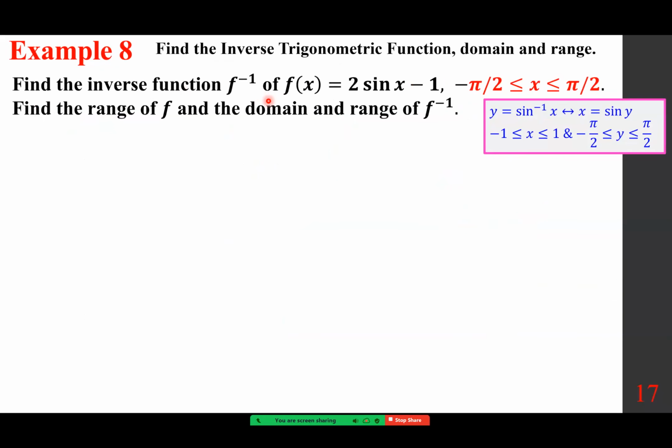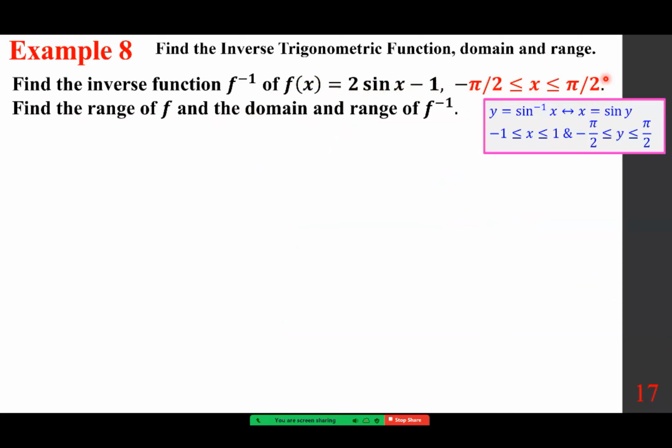Find the inverse function f inverse of f of x equals 2 sine x minus 1, where x is between negative pi over 2 and pi over 2. Find the range of f and the domain and range of f inverse. So we want to find the domain and range for all of them given this function, 2 sine x minus 1. We want to find the inverse, and for this function, the domain is between negative pi over 2 and pi over 2.